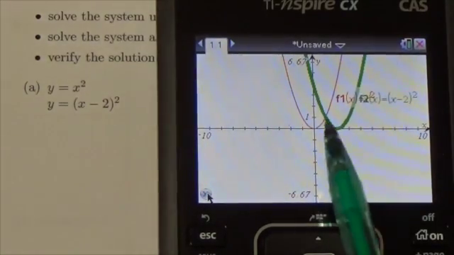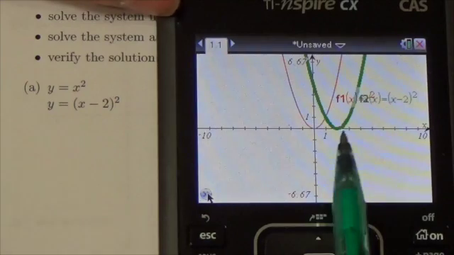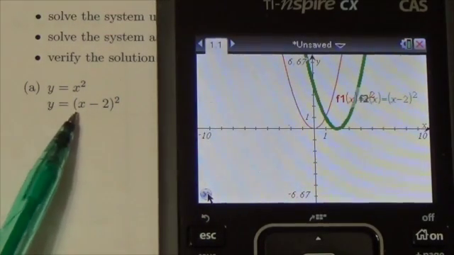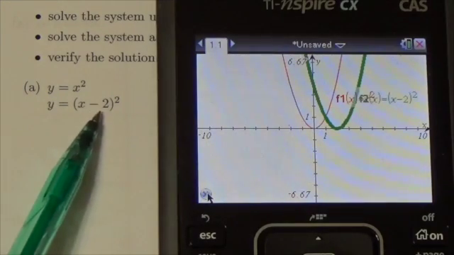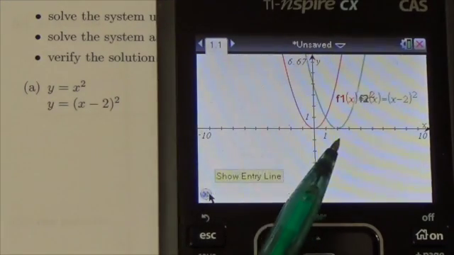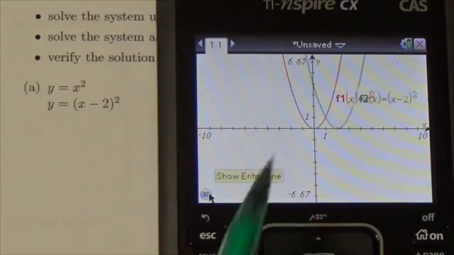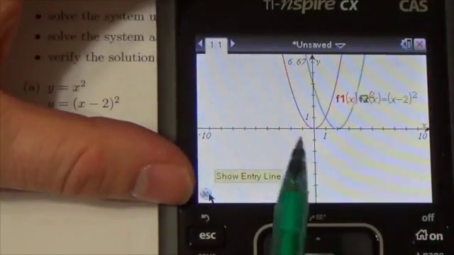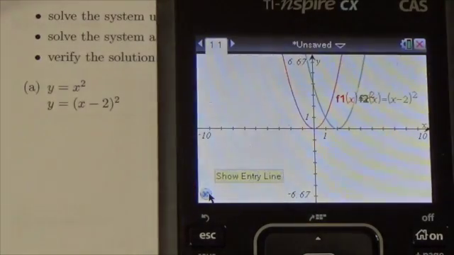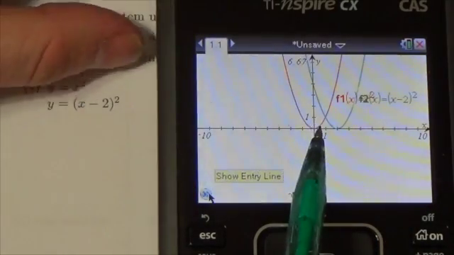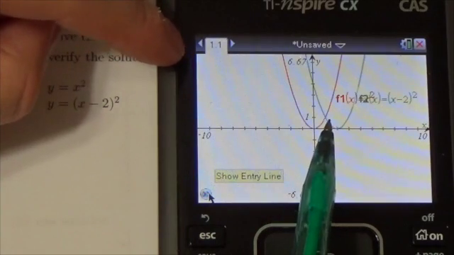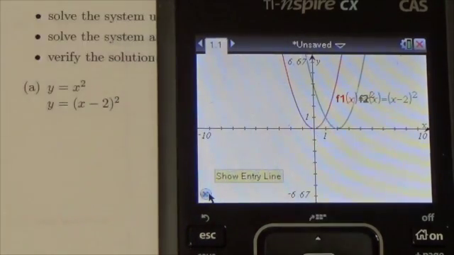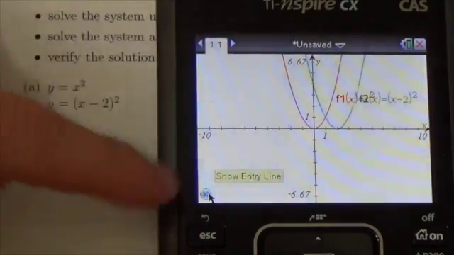Now, this is an interesting scenario, because this is the same graph, really just shifted over 2 units to the right, and you can see that right there. So these are going to have the exact same vertical stretch. In terms of their shape, they're totally congruent. What that suggests to me is that the only point of intersection is this one right here. That'll be borne out when we look at this algebraically.